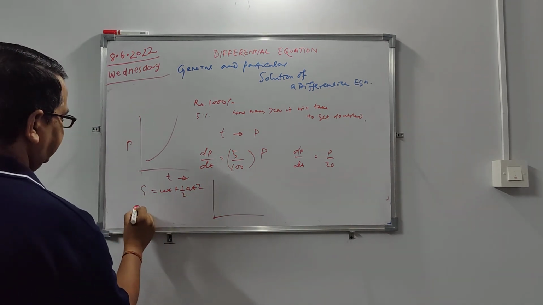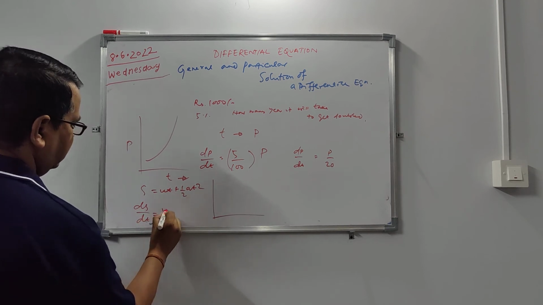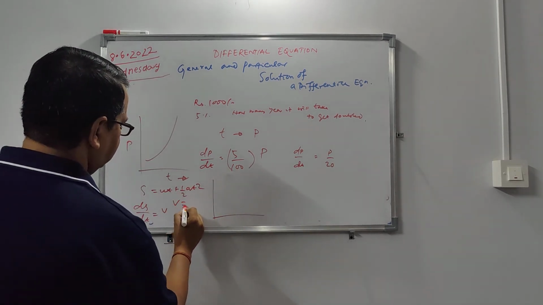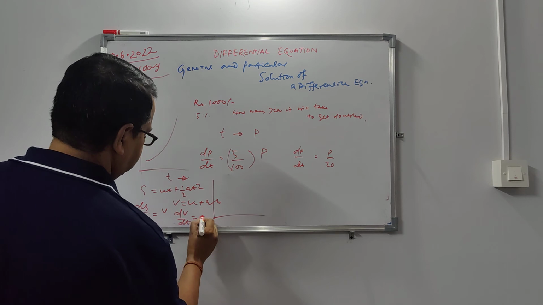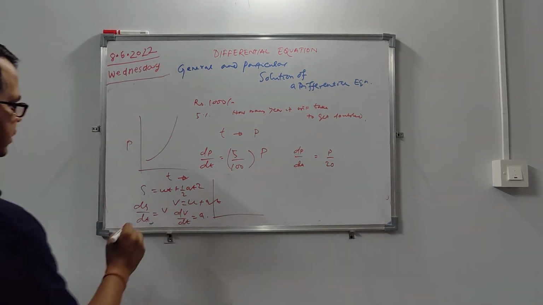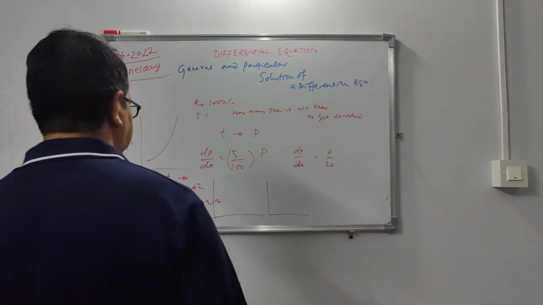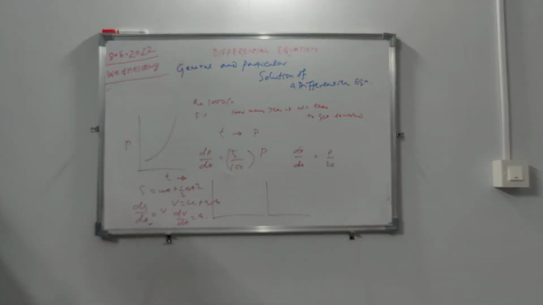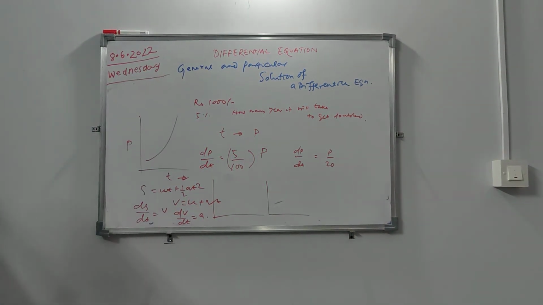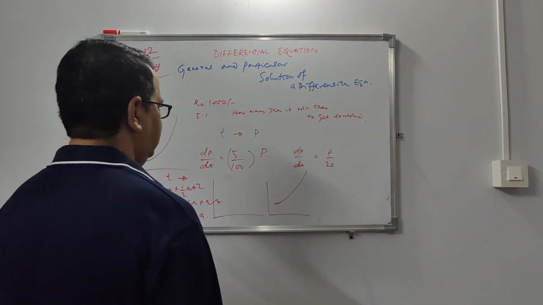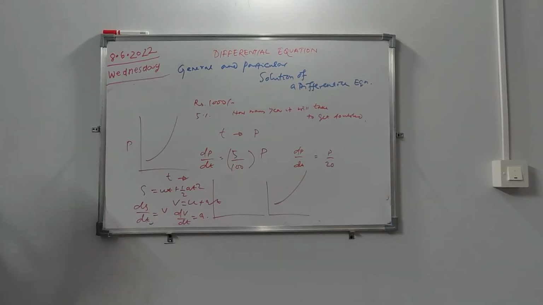So ds by dt is nothing but your velocity, right? Similarly, v is equal to u plus at. Then dv by dt is nothing but your acceleration. So my distance, how does it vary with the time? It can be a linear motion or anything, it depends, so it will be a curve, any type of curve. The slope of the distance and time curve is nothing but your velocity. Slope of the velocity and time curve is nothing but your acceleration.